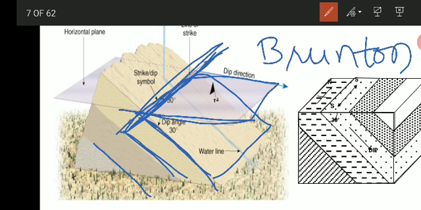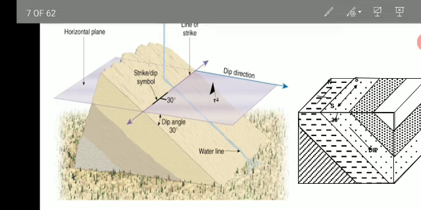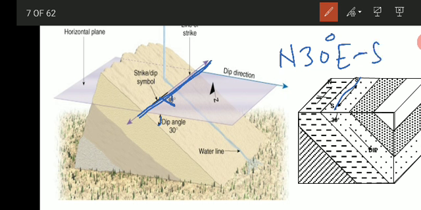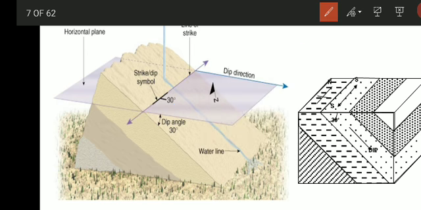So the strike is represented as, suppose here the rock is dipping at 30 degree, and this is the line, and this angle will become again 30 degree. So how will you represent the direction of this line with respect to north? This can be written as north 30 degree east and south 30 degree west. So both the directions we have to write, north south, east west. That is the direction of this strike. This concept is very, very important, that is dip and strike.